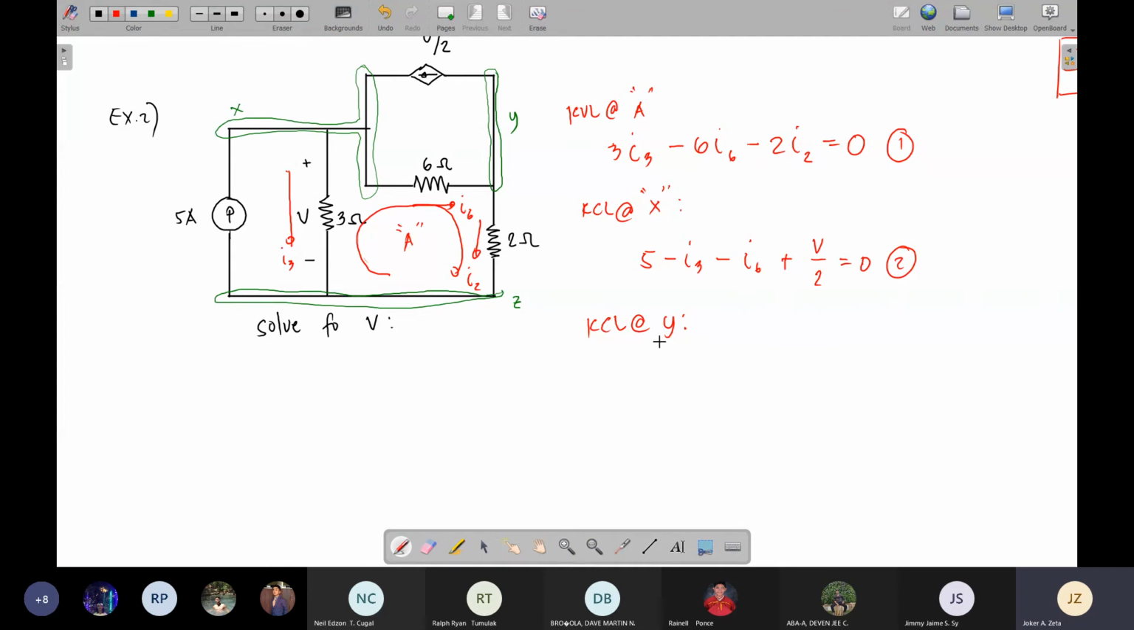Okay, so for KCL at Y, let's start with this one. The current source is connected to node Y and is going out, away from node Y, so that is negative V over 2. Then I6 is connected to node Y and is about to enter node Y, so plus I6. And I2 is connected to node Y and is leaving node Y, so that is negative I2. There's nothing else. Again, equate to 0. So you have your third equation.